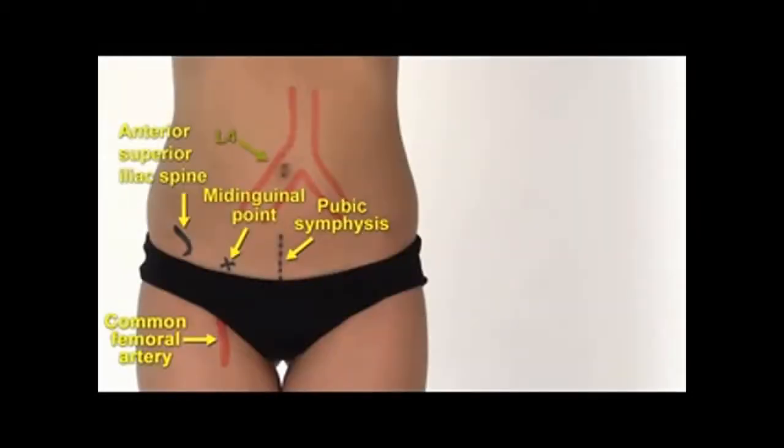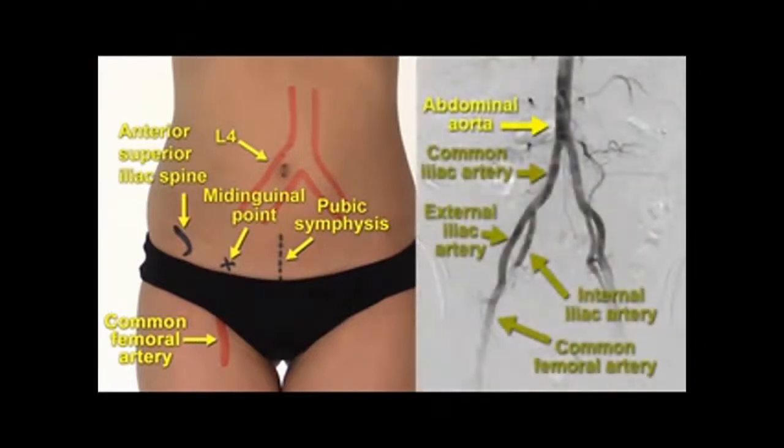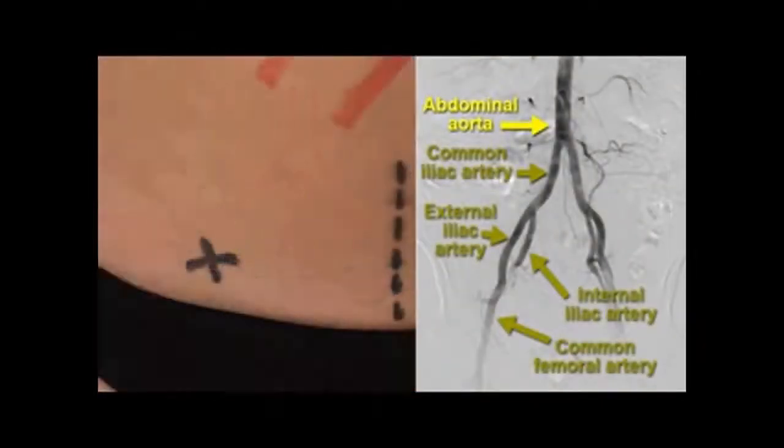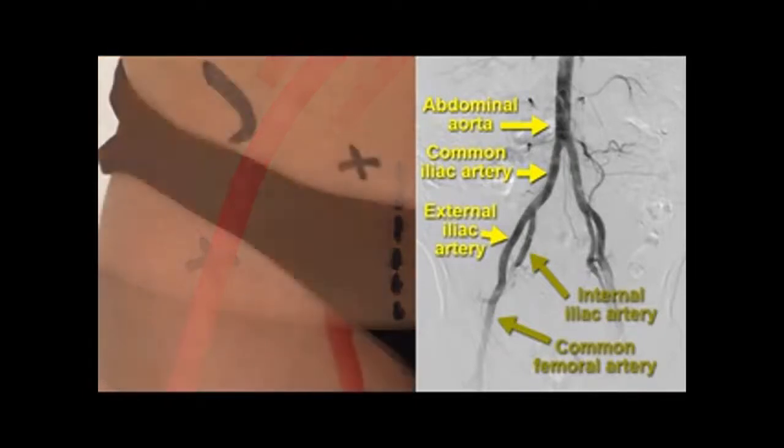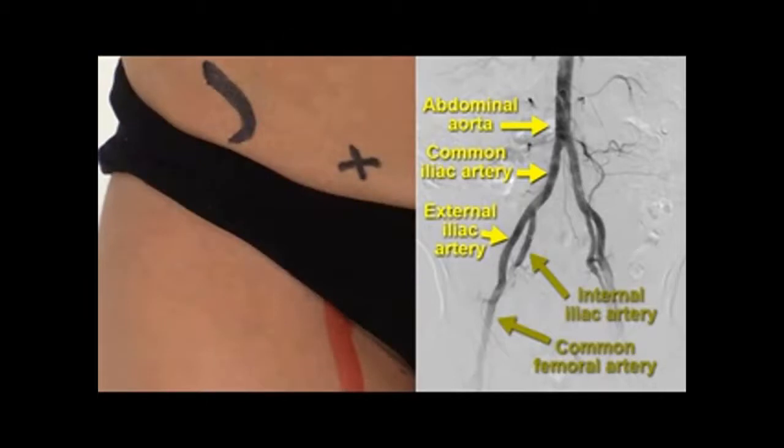The aorta bifurcates at the fourth lumbar vertebra, L4, which in most patients is at the level of the umbilicus. At the point of bifurcation, the aorta forms the right and left common iliac arteries, which eventually form the external iliac arteries, each supplying an entire lower limb. The external iliac arteries travel beneath the inguinal ligament to form the common femoral arteries.